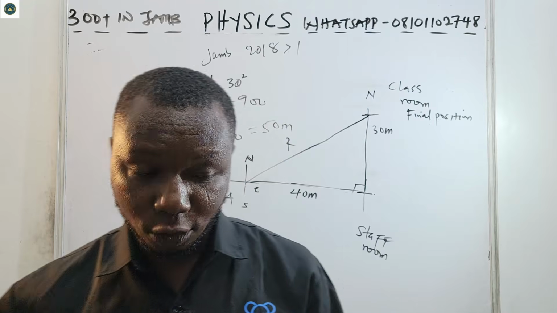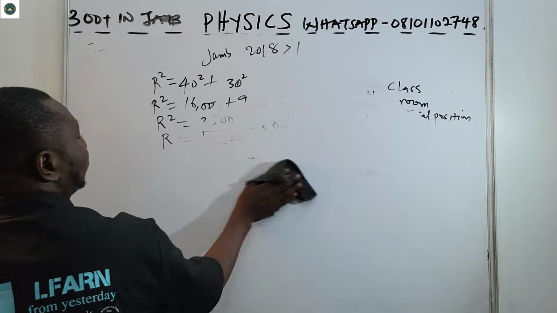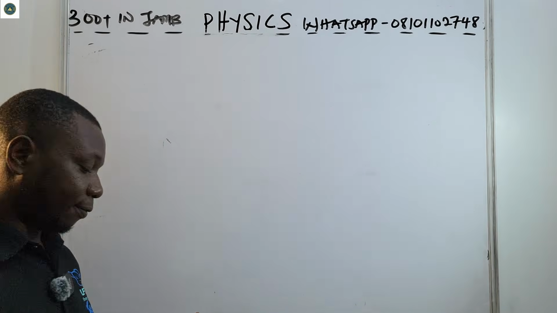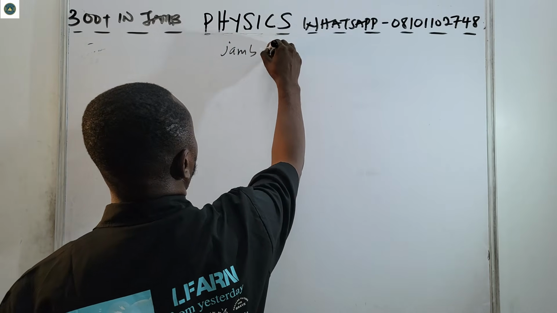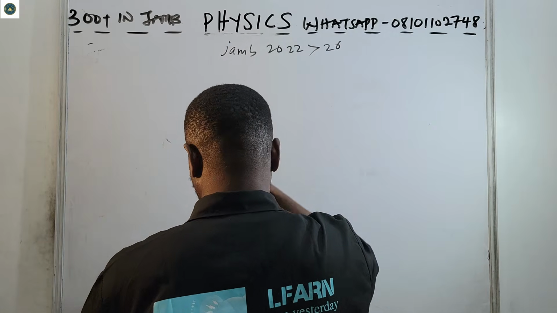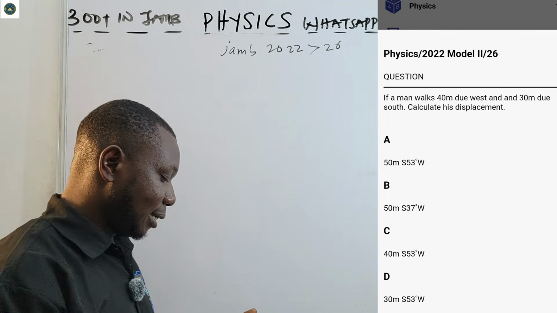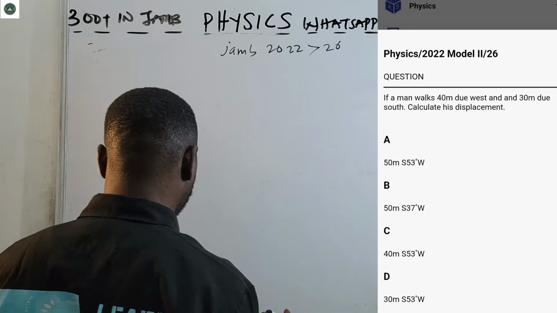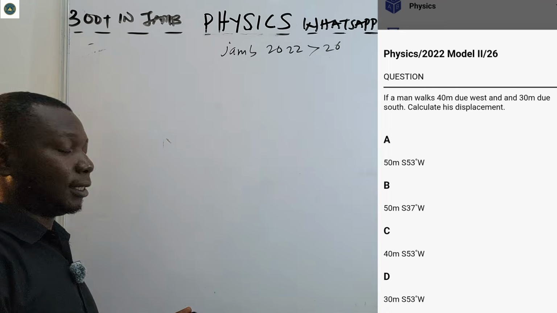Okay. Let's see 2022. Physics objective 2022. Question 26. If a man walks 40 meters due west and 30 meters due south, calculate his displacement.